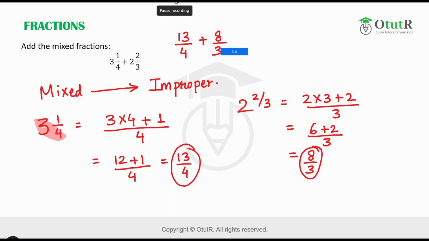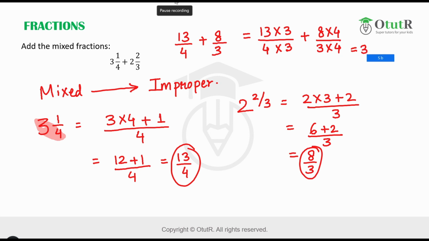Okay, now can you see the denominators are not the same? So first we need to make the denominators the same. So let's try out how we can do that. We are going to multiply 3 with both the terms, with both denominator and numerator for the first term. And we are going to multiply 4 with both numerator and denominator in the next term, which is basically going to give me 39 over 12 plus 32 over 12, right?